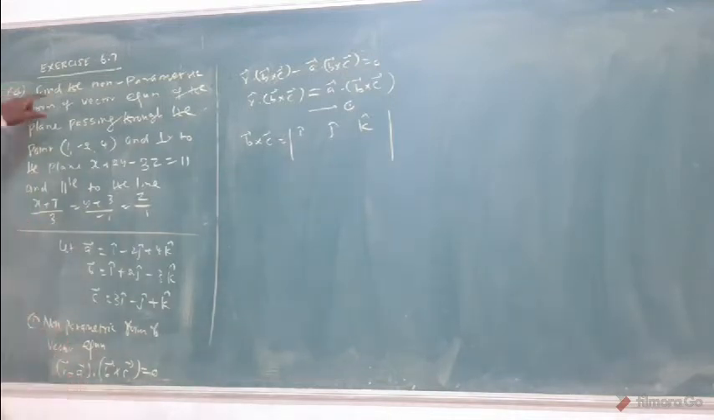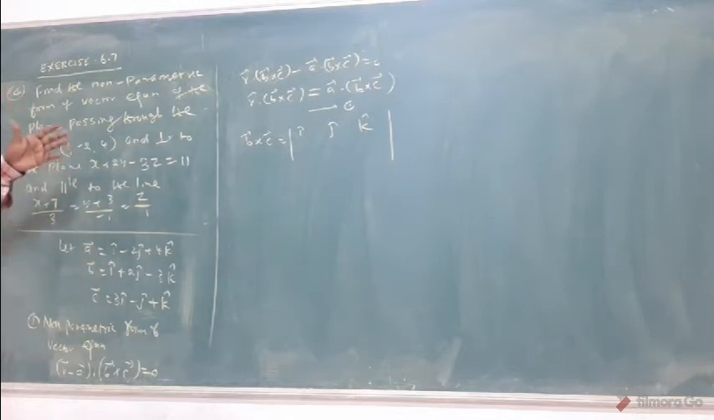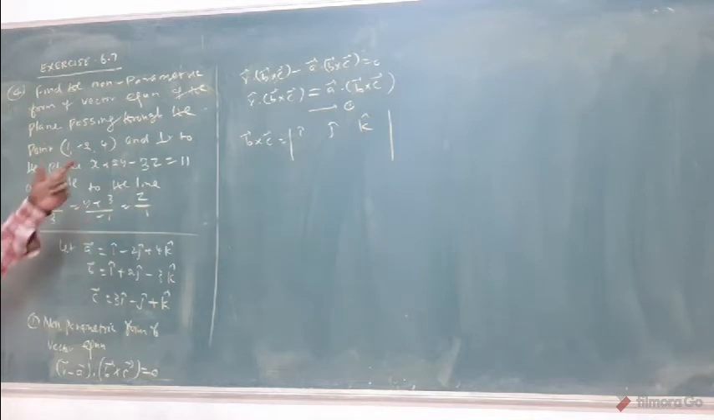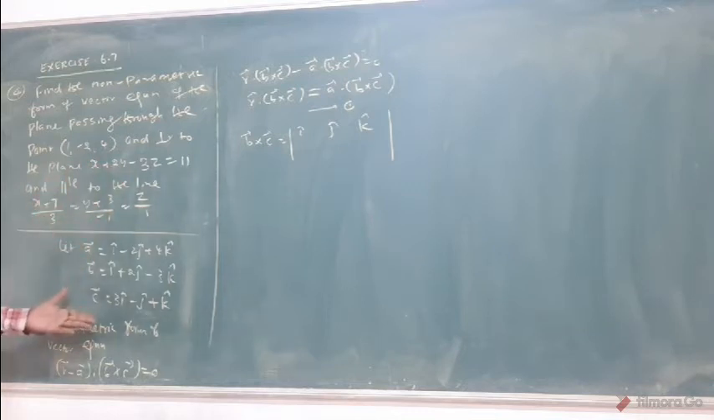Now, the fourth question. Find the non-parametric form of the vector equation of the plane passing through a point A and perpendicular to a plane and parallel to a line. I already told you: for perpendicular or parallel, we use the P vector and C vector. The point is the A vector, next is the B vector, and this is the C vector.